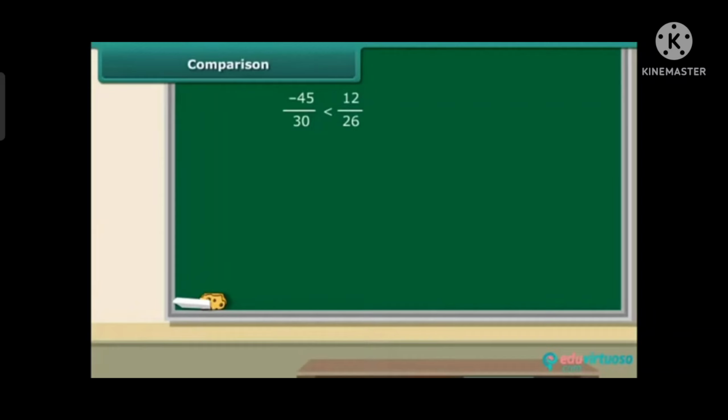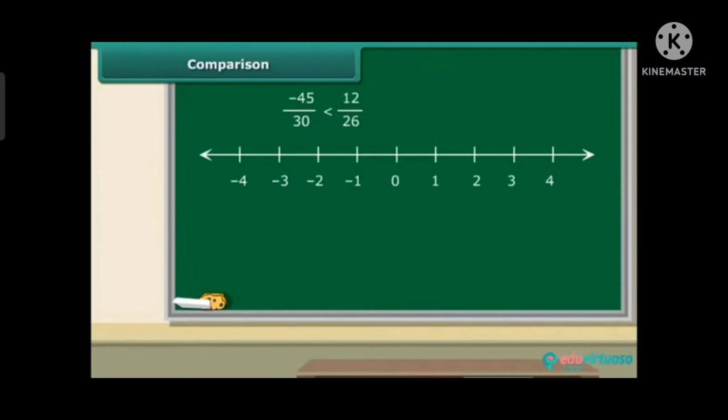We know that a negative number is always smaller than a positive number. We can also compare rational numbers using a number line. The more the number is to the right, the greater it is.